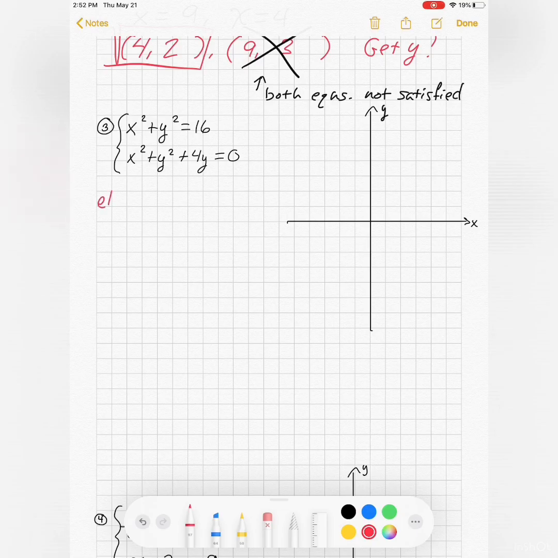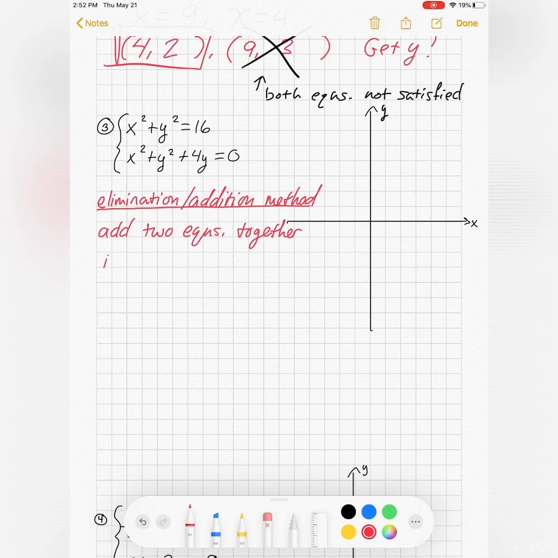So instead of doing a substitution, what if I try the elimination / addition method? Okay, so the goal with that method is to add the two equations together in a clever way so one variable cancels, or one variable is eliminated.